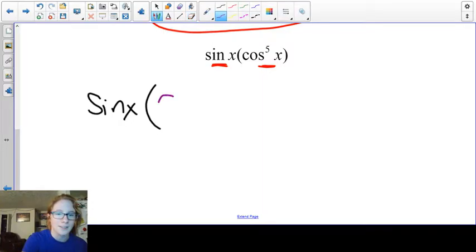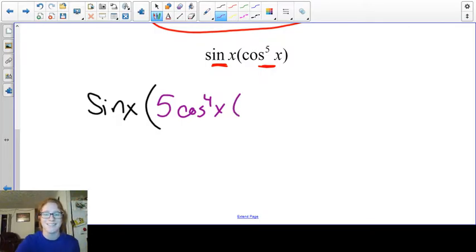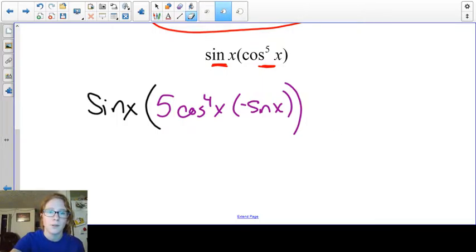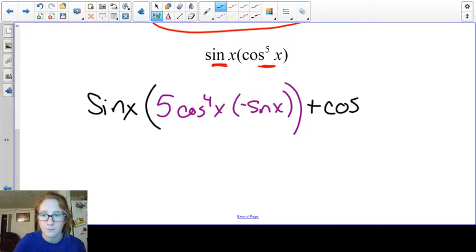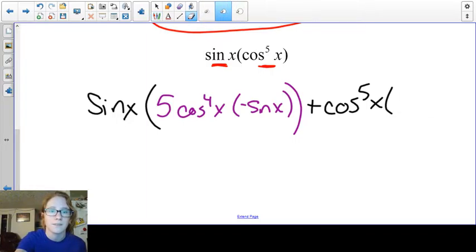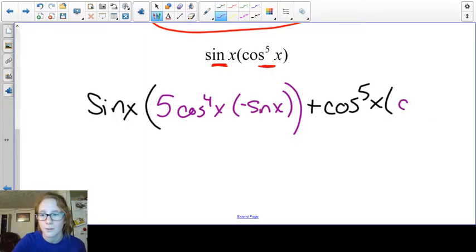So bring that 5 down, cosine 4th of x. The derivative of cosine is not sine or opposite or negative. So it's the first part, plus. So far all I've done is taken the first times the derivative of the second, which I need chain rule on, plus the second times the derivative of the first, which the derivative of that first guy is cosine of x. That's all I have for chain rule.